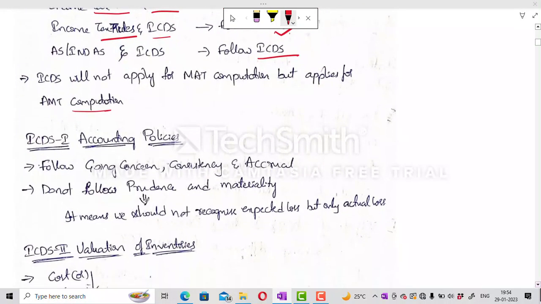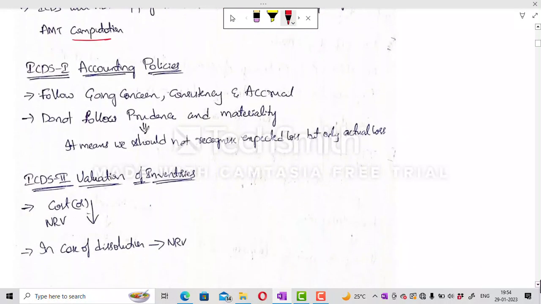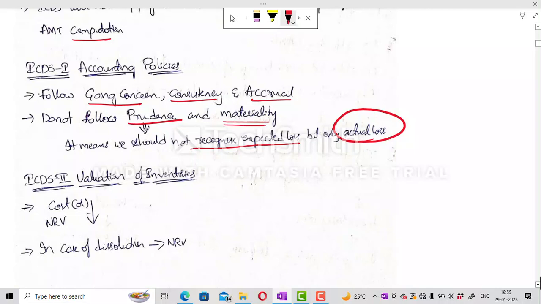When we come to ICDS, there are 10 we will be discussing in this chapter. The first one is accounting policies. What does it tell? We should follow going concern, consistency and accrual concepts, but we should not follow prudence. What is meant by prudence? We expect some loss and recognize it now itself, but this standard tells we should not recognize the expected loss, only actual loss should be recognized. And we should not follow the materiality concept. What we should follow is substance, not materiality.